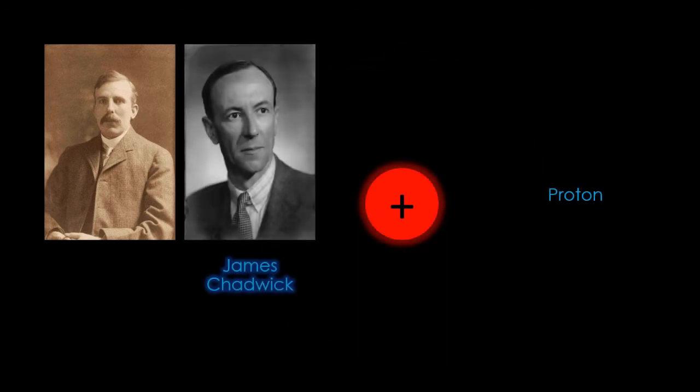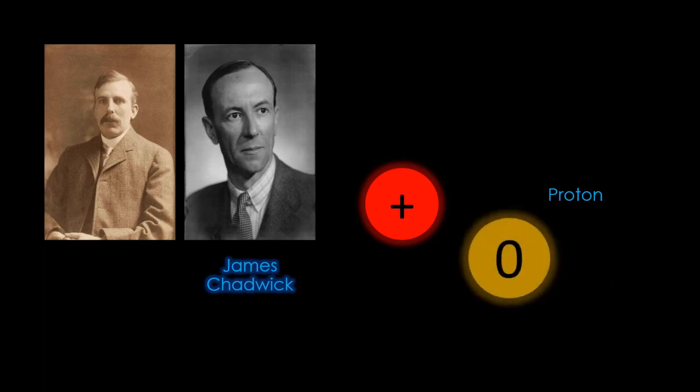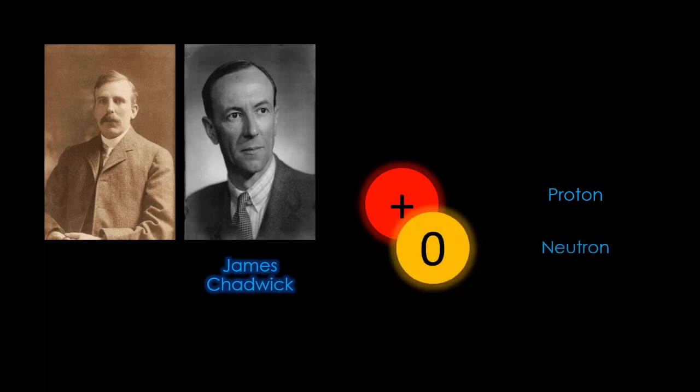He named this dense and positive particle proton. Some years later, working with James Chadwick, they discovered a new particle with neutral charge and named it neutron, and the proton and neutron at the center of the atom were called the nucleus.